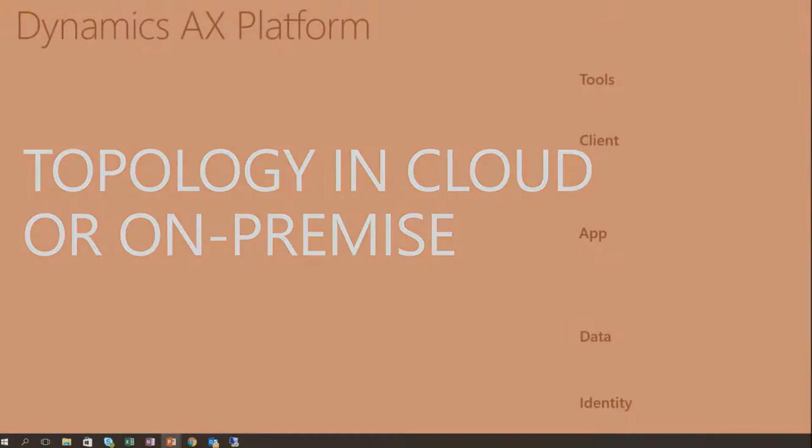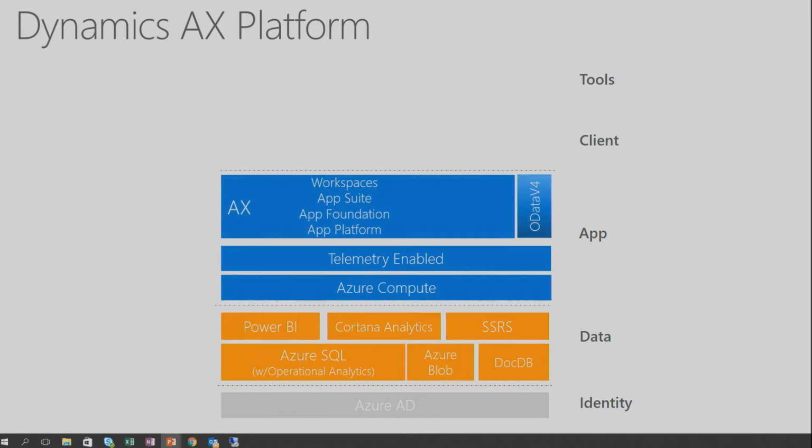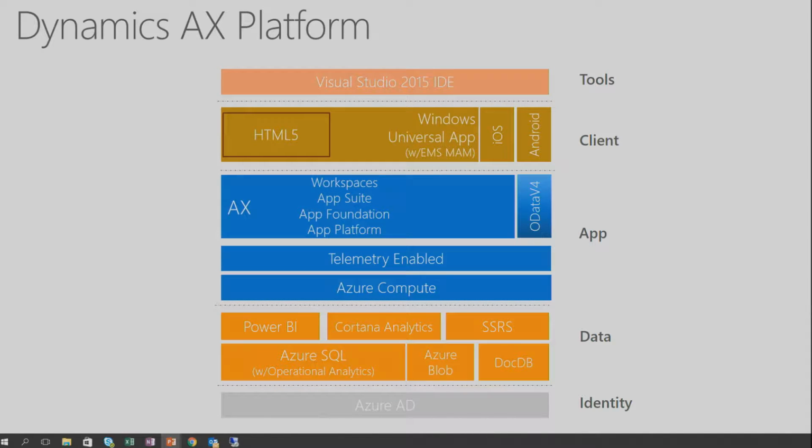So let's talk a little bit about the AX topology in the cloud and on-premise. Obviously, AX7, well, there's no topology not in the cloud. Everything in AX7 is at any point in time in the cloud. If you look at this diagram, essentially the AX client is a pure HTML client, and the AX server is basically a DLL, and this DLL gets loaded in the Internet Information Server.